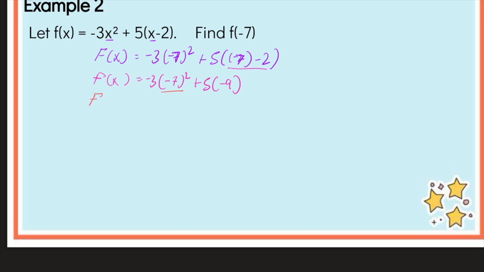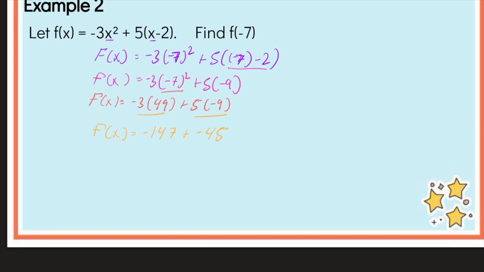So we've got f of x. Again, we're going to bring down our negative 3. Negative 7 squared, a negative times a negative is a positive, so we end up with positive 49. Bring down our 5, bring down our negative 9. Now the next step in our order of operations is our multiplication, so we're going to be doing negative 3 times 49 and 5 times negative 9. So we've got f of x here. Again, we've got negative 3 times 49. We can do that very quickly and get our negative 147. And we're going to bring down 5 times negative 9, which is going to be times negative 45.